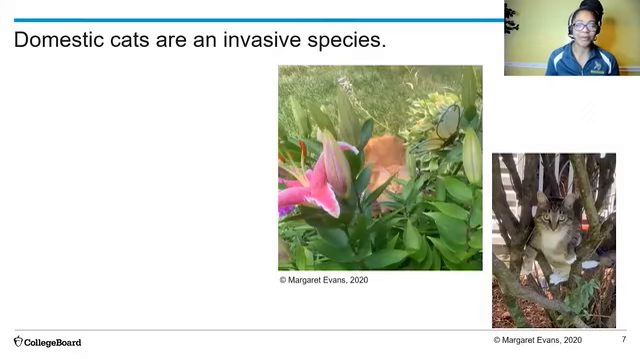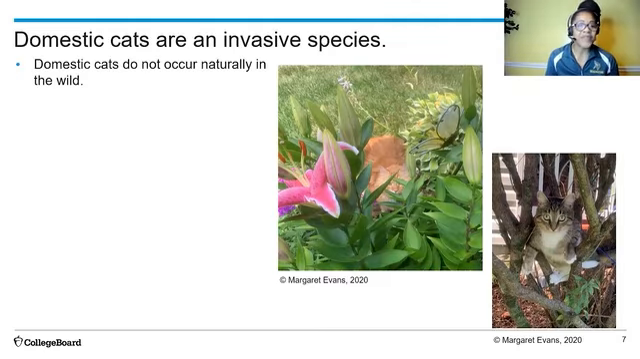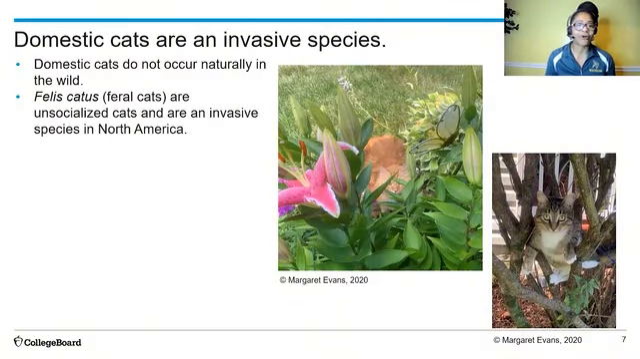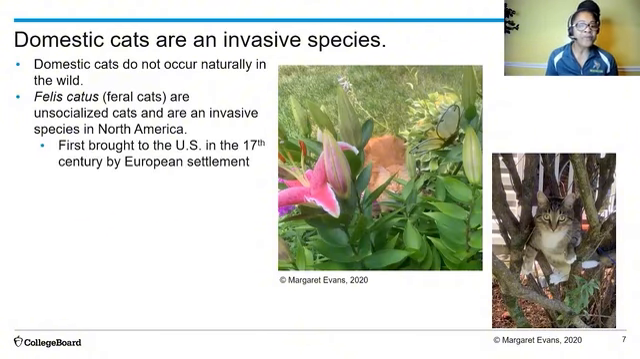I know many of you would be pretty sad to know that domesticated cats are actually considered to be an invasive species, specifically feral cats. Domesticated cats do not occur naturally in the wild, and so feral cats, which are known as Felis catus, are unsocialized cats and are considered to be an invasive species in North America. And here's a picture of my two little darling fur babies, and if they were feral and out in the environment, they would be considered to be invasive species.